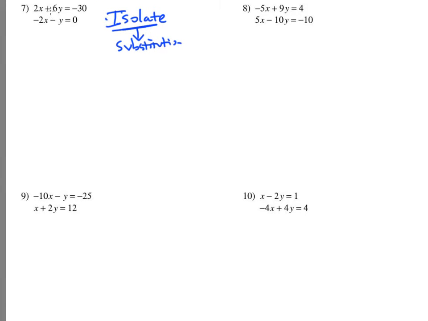For example, this one, I don't see anybody that can really easily isolate. But this one, number 9, you might want to go with substitution because you can get this x by itself really pretty easily. You don't have to do it. You could use elimination, but if you want to isolate x, you could write it like this, and then just get rid of this 2y. What would you do to both sides to get rid of that 2y? And you could do it that way.